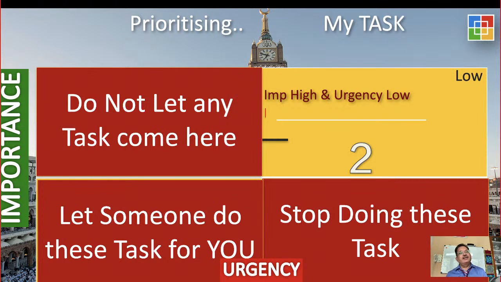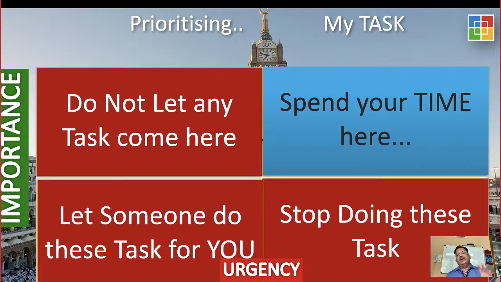Don't let it. Health, just to give an example, don't let health come to a situation where you have to be taken to the hospital. No, and it's in your hand. Believe me, I'm telling you, it's absolutely in your hand. So what you have to do is only spend your time here. Your health is important, so the sleep is important, right? For health, adequate sleep is important.